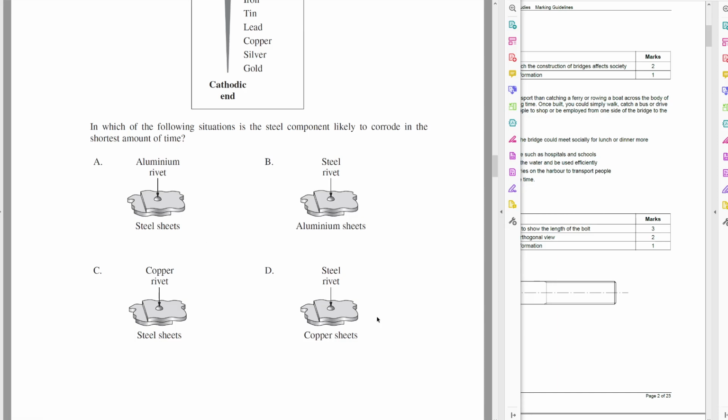Okay, so which one is the bigger issue? Well, here we've got big steel sheets which have lots of electrons to be stolen. Here we have one small rivet with fewer electrons to be stolen. So I'm going to say that D is the worst case scenario, and yes, D is correct. Okay, so we've done a multiple choice.